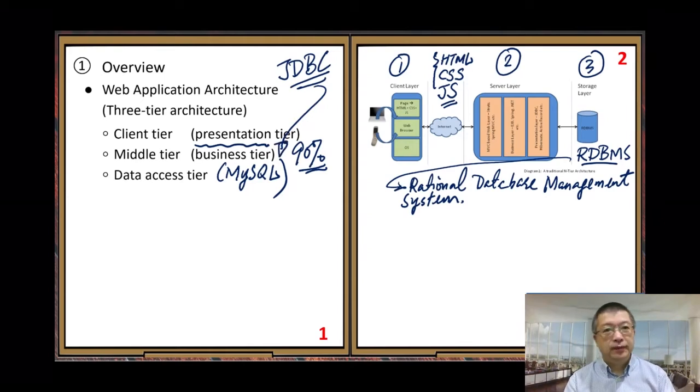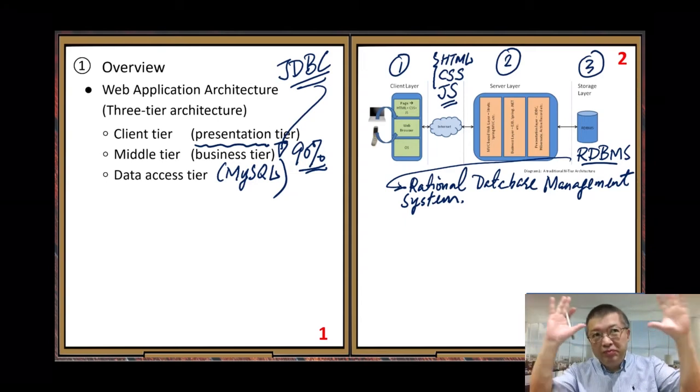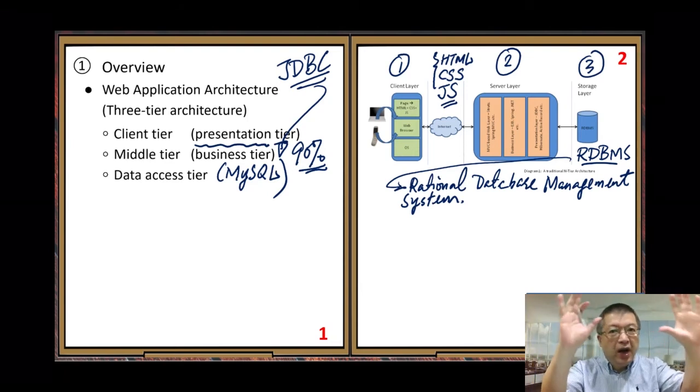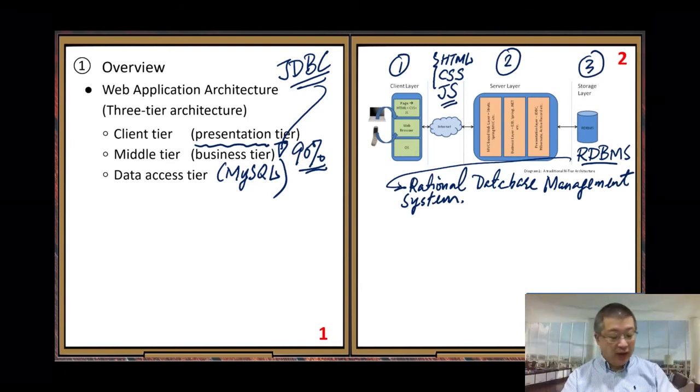All right. So that's the simple description of the three-tier architecture. But there is a more advanced version of this three-tier architecture.